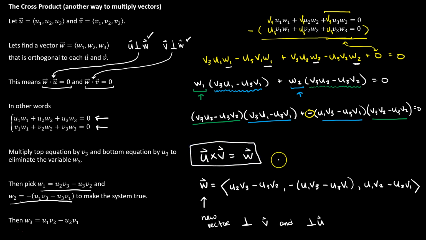You're not going to create your vectors using this long system of equations process. I just wanted to convince you that W, in fact, is perpendicular to both U and V, because we started with equations that came from the definition of orthogonal vectors, and then we just did some simple math substitutions to create this new vector W.